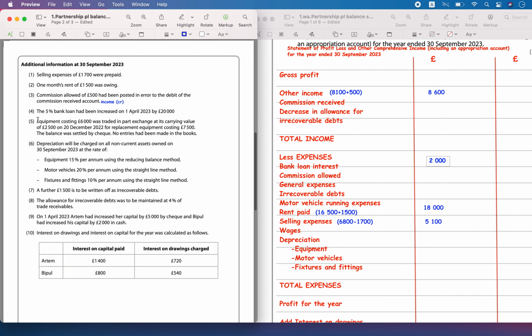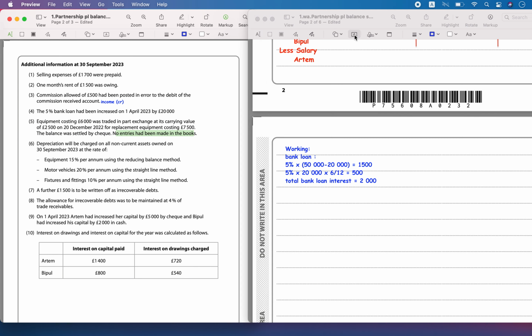Now next is the equipment costing 6,000 was traded in part exchange at its carrying value of 2,500 on 30th December 2022 for replacement equipment costing 7,500. The balance was settled by check. No entries had been made in the books. Reducing balance method, right? So it's following reducing balance method.